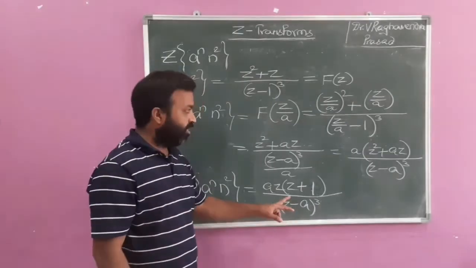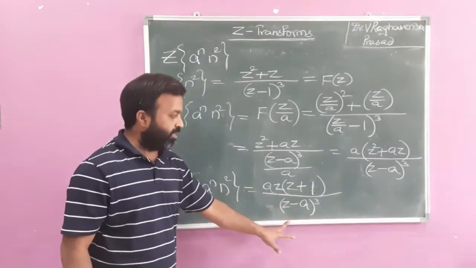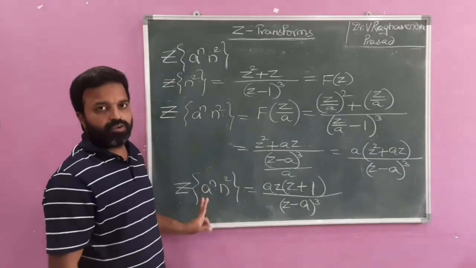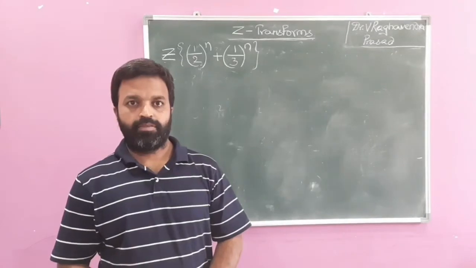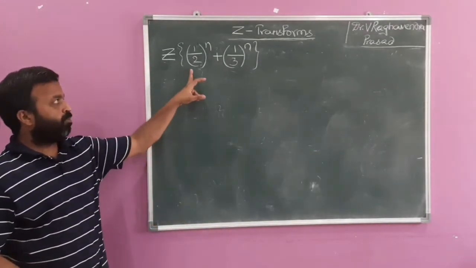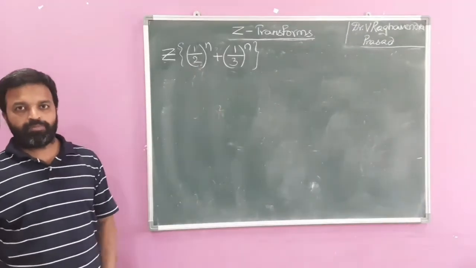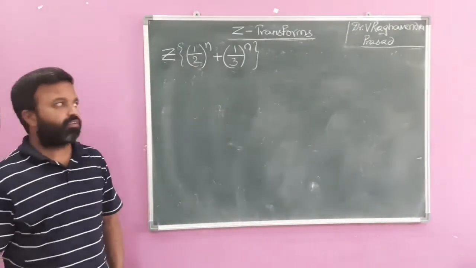So by taking az as common, we get az into z plus 1 by z minus a whole cube. This is the z transformation of a power n into n square. Okay. Now another example, z transformation of 1 by 2 whole power n plus 1 by 3 whole power n. We will find out the z transformation for this sequence.